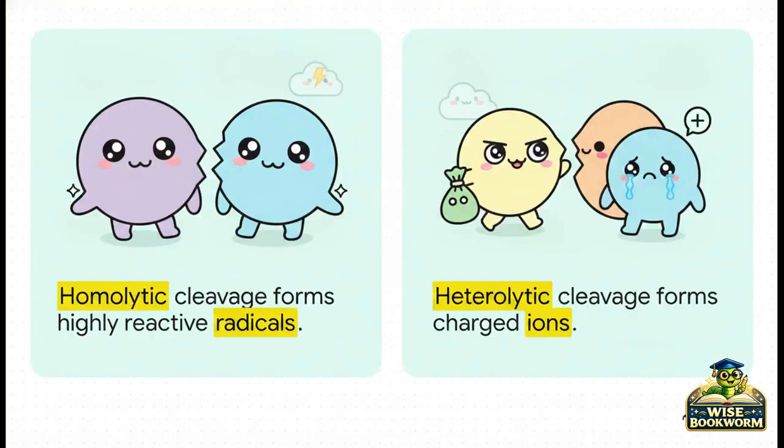Let's look at how this applies to breaking bonds, which chemists call cleavage. Think of breaking a bond like a molecular divorce. In homolytic cleavage, the divorce is completely amicable and equal. Each atom takes exactly one electron, which forms highly reactive things called free radicals. But in heterolytic cleavage, it is totally unequal. One atom takes both electrons, leaving the other high and dry. This creates charged ions, positively charged carbocations, and negatively charged carbanions.